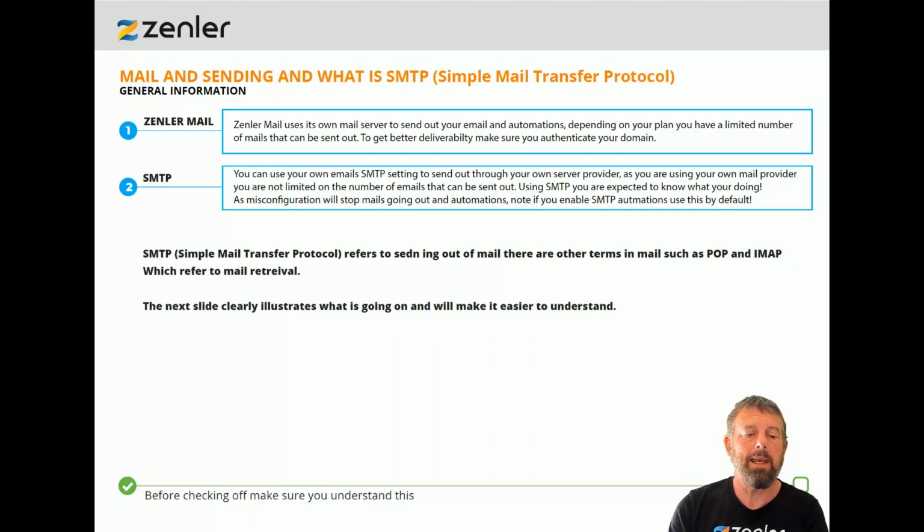Now SMTP, on the other hand, you can use your own email's SMTP settings to send out through your own server provider. So that's external from Zenler. That's your mail that you bought. So when you bought a domain, you might have a mail account that comes with that, which will have its own SMTP settings. Using SMTP, you're expected to know what you're doing, as misconfigurations will stop mails going out and automations. Note, if you enable SMTP, automations use this by default.